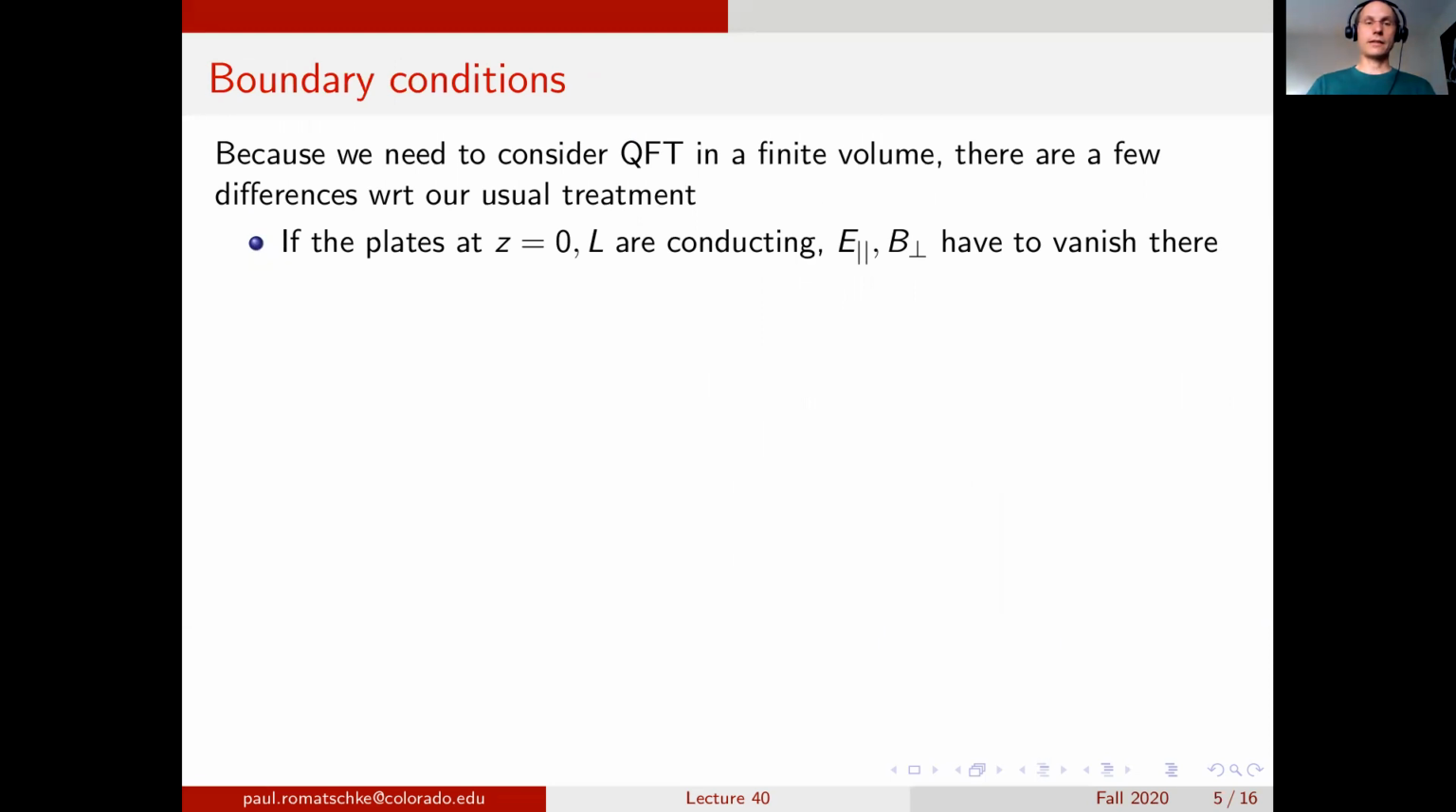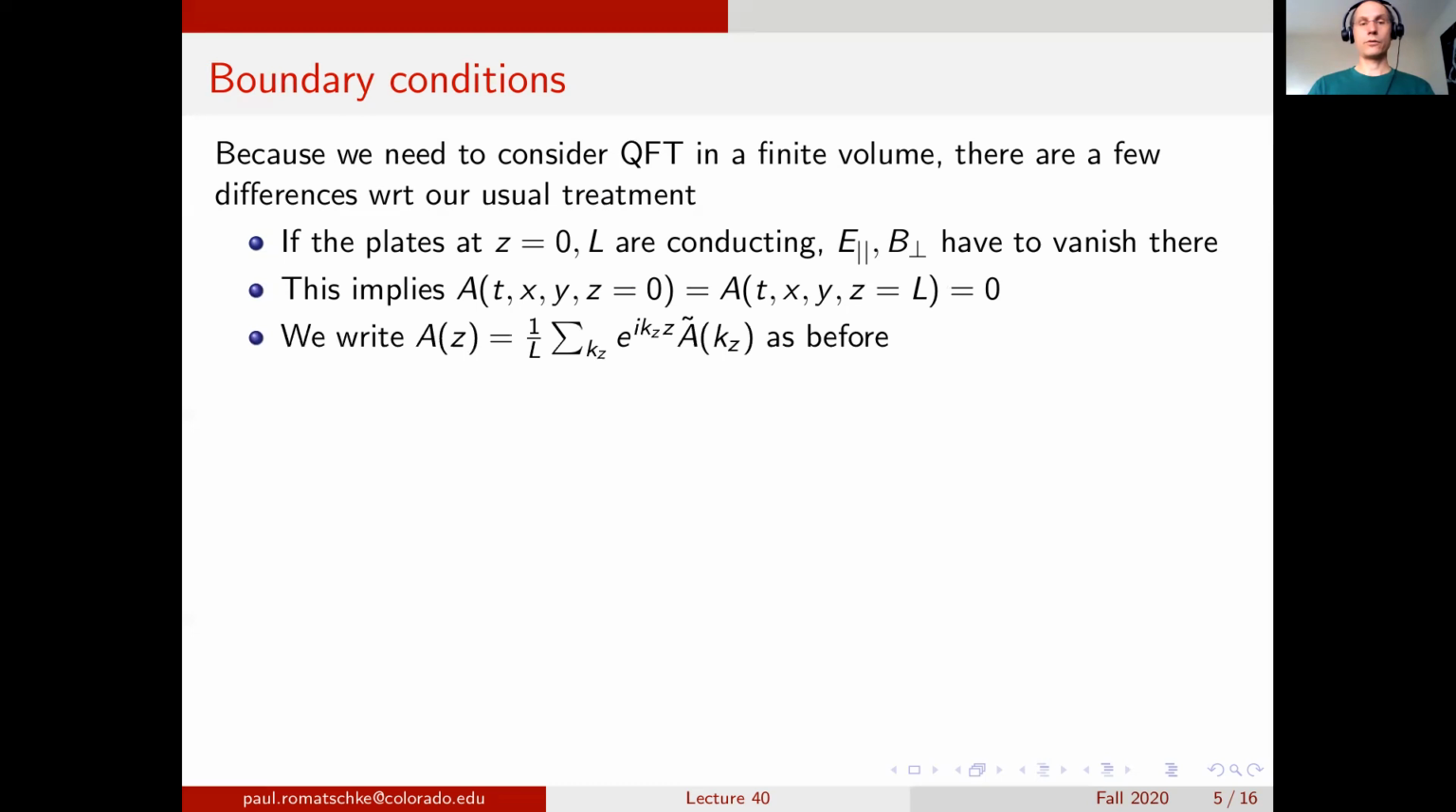So let us investigate this particular boundary condition of the conducting plates for now. We said that the parallel component of the electric field and the transverse component of the magnetic field have to vanish. Because of this, we find that the gauge field components at these two locations also have to vanish, and this will give conditions on our momenta.